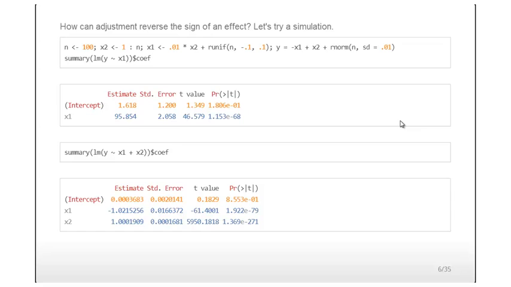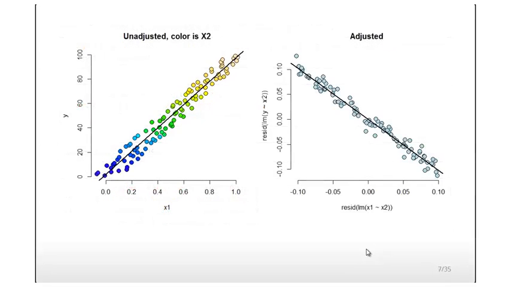One thing that's worth talking about is how an adjustment can reverse the sign of an effect. I go through a simulation here just to prove it to you that it can happen. You can look at the simulation settings up here, and what you see is that the relationship between x1 and y is 95, and then after I include x2, it's -1. I did it so that all the p-values are ridiculously significant, 10 to the minus 68 and 10 to the minus 79. So what does this look like? Well, here's y and x1, and this is the unadjusted one, and you see this nice relationship.